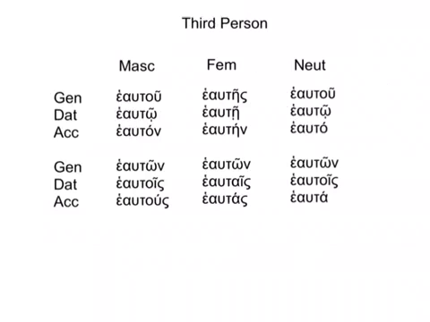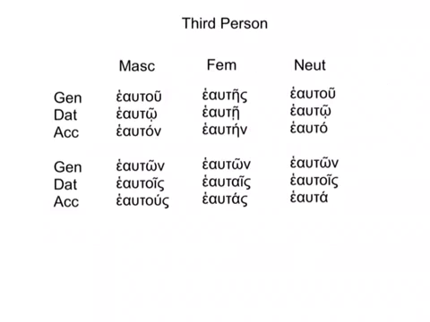So for the third person forms, for the masculine, we have heautou, heautoi, heauton, heauton, heautois, and heautous. And these are the singulars, these are the plurals. For the feminine forms, we have heautes, heaute, heautain for the singular, heauton, heautais, heautas for the plural. And then for the neuters, we have heautou, heauto, heauto, and then for the plurals, heauton, heautois, heauta.